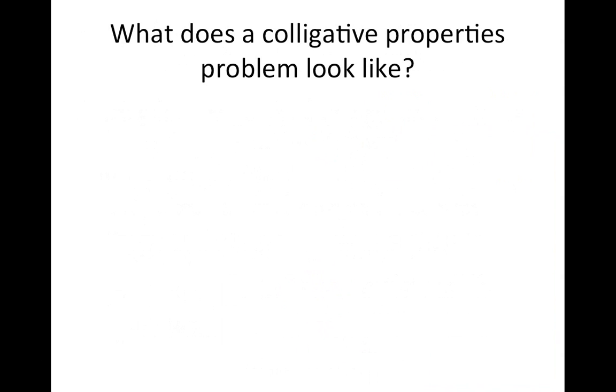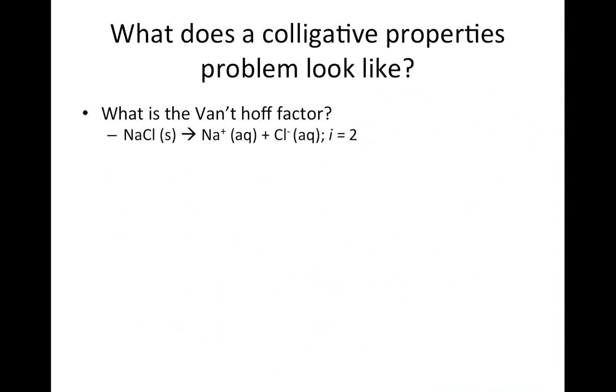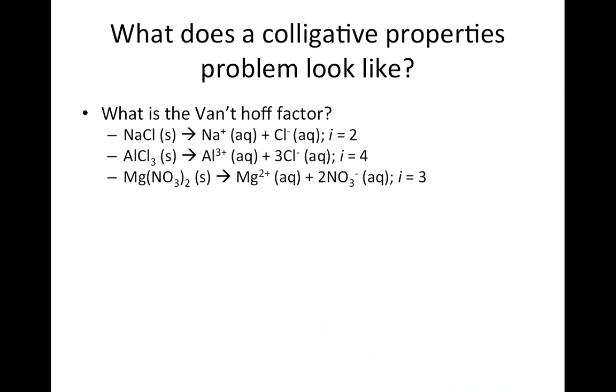Let's take a look at a colligative properties problem. First, we need a further discussion of the Van't Hoff factor, which gives us the i value to plug into the equation. The Van't Hoff factor is the number of moles a substance splits into when it dissolves. For example, when sodium chloride dissolves, it splits into Na+ and Cl-, so the Van't Hoff factor is 2. When aluminum chloride dissolves, it splits into Al3+ and 3 Cl-, so the Van't Hoff factor is 4. When magnesium nitrate dissolves, it splits into Mg2+ and 2 NO3-, so the Van't Hoff factor is 3. Remember that polyatomic ions don't split up.